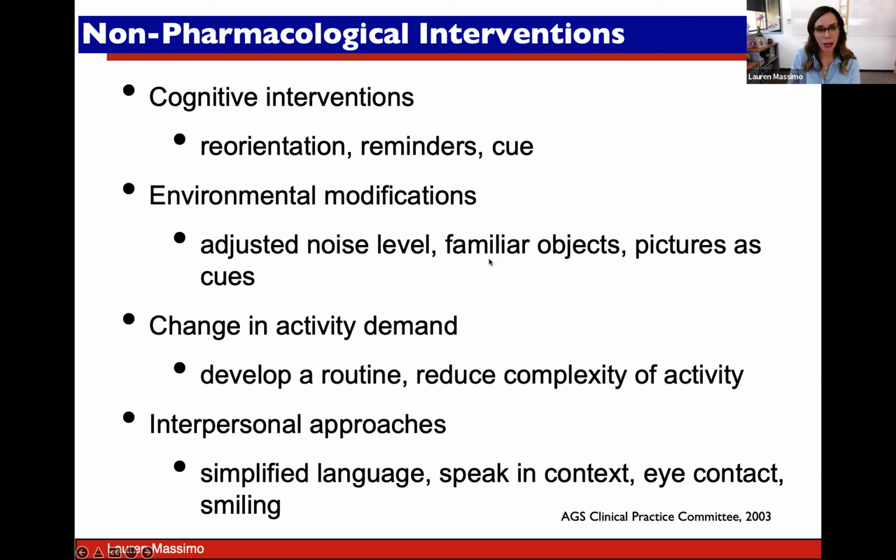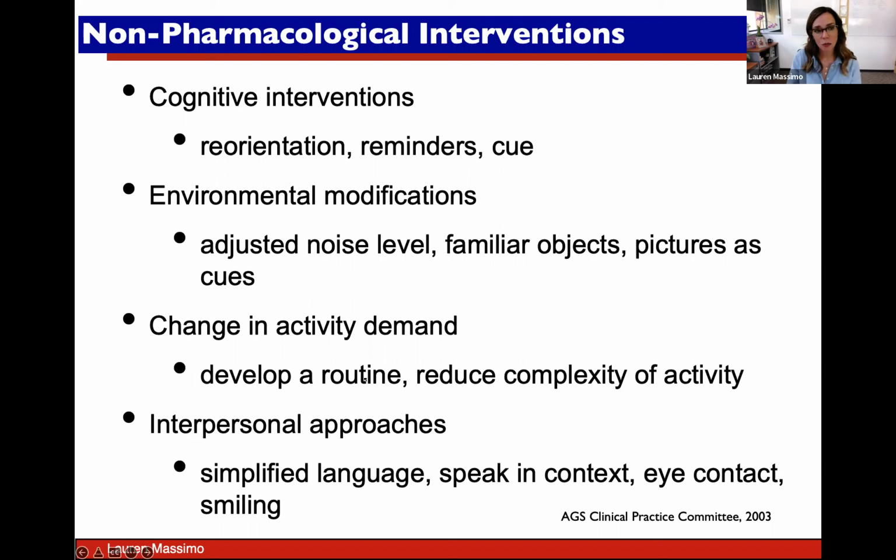For example, the bathroom may become a problem, especially in the later stage of Alzheimer's disease. So putting a picture of a toilet on the bathroom door so that the patient knows where to go can sometimes be helpful.